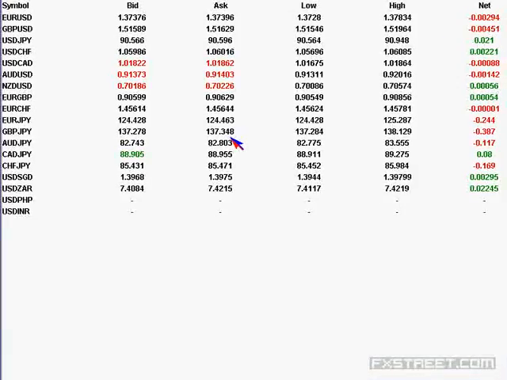Euro is around 1.3737, 1.3739 is the ask, 1.3728 is the low, 1.3783 is the high. The net change is 29 pips negative. So it indicates that it opened higher and slowly started making a downward move.